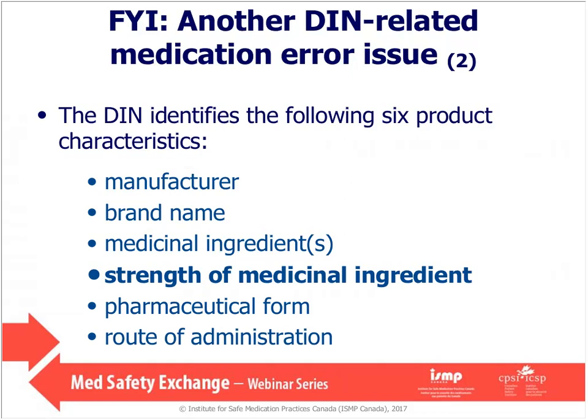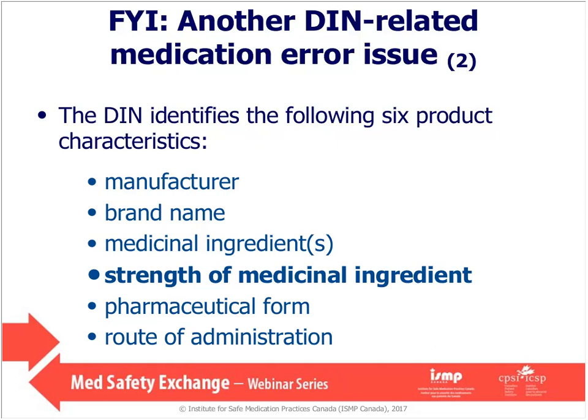So the DIN includes 6 product characteristics: the manufacturer, the brand name, the ingredient, the strength of the ingredient, and this is bolded because, as I said in the Fragment example, the strength or the concentration of the ingredient was the same for all the products. They were just different volumes, and that generally would not merit, if you will, a separate DIN.